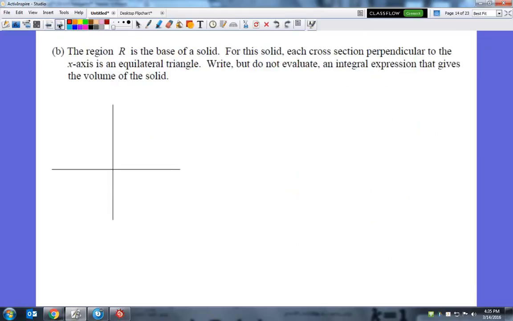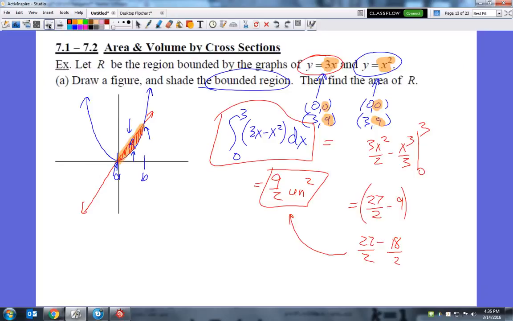Alright, so the same thing. The region R is the base of a solid. For this solid, each cross-section perpendicular to the x-axis is an equilateral triangle. So it's the same picture, only they're equilateral triangles. So this is the base, it would pop up out of the paper. And try to picture, again, that three-dimensional rendering of what it would look like whenever it does do that. And if you need to refer to the Wolfram demonstrations, by all means do so. Okay? So it's popping up out of the paper.